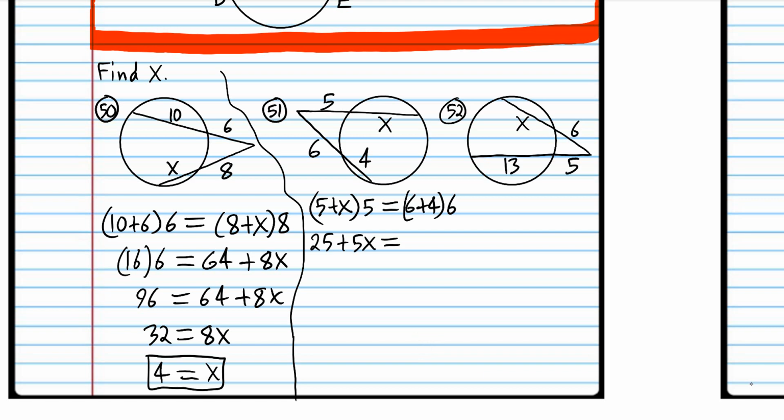And then over here we're just going to add those, and we have 10 times 6 is 60. And then we're just going to subtract 25 from both sides, and we get 35 is equal to 5x. Divide both sides by 5, and we get x is equal to 7. So this length here is 7.